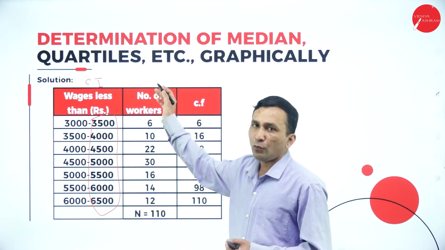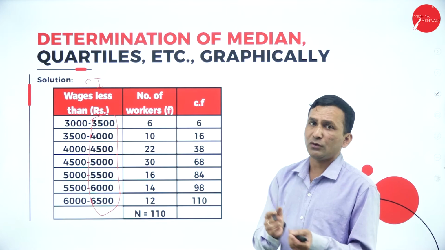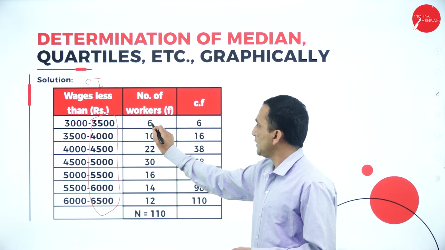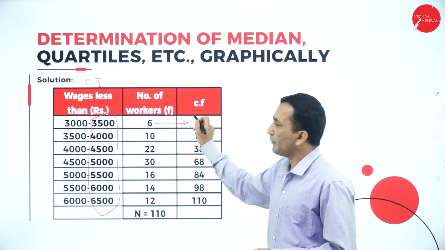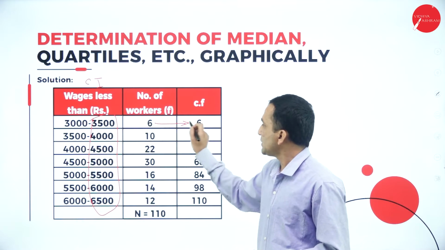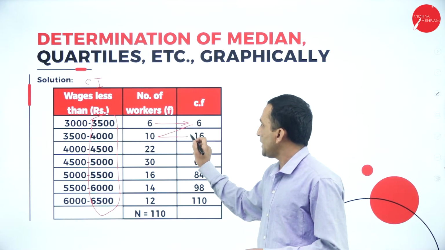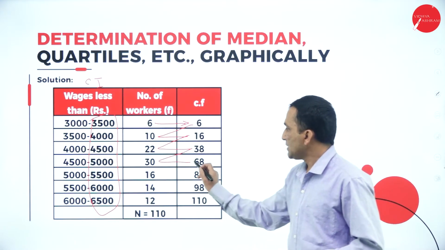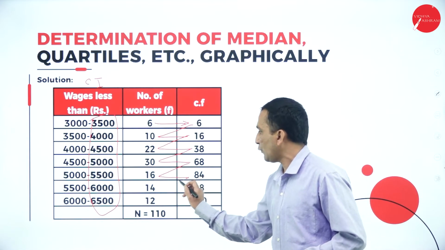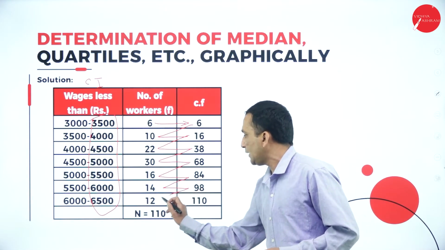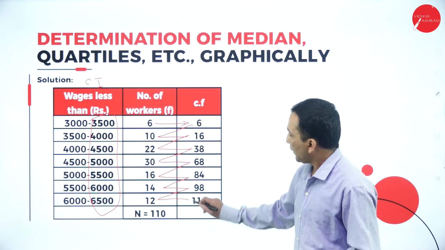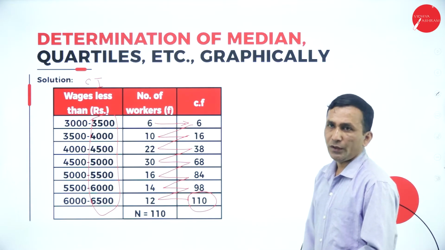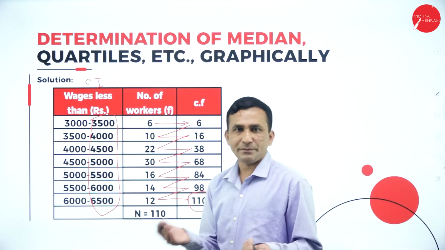Now in the problem, whatever frequency is given, we need to convert. The first step is to convert to cumulative frequency. The first value, 6, I write as it is. Now 6 plus 10, 16; 16 plus 22, 38; 38 plus 30, 68; 68 plus 16, 84; 84 plus 14, 98; 98 plus 12, 110. So finally I am getting 110. If you take the sum of the frequencies, you should get the same answer. Then the conversion process, the first step, is completed.